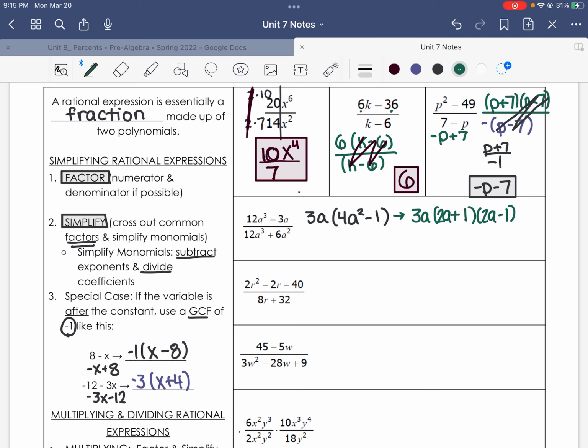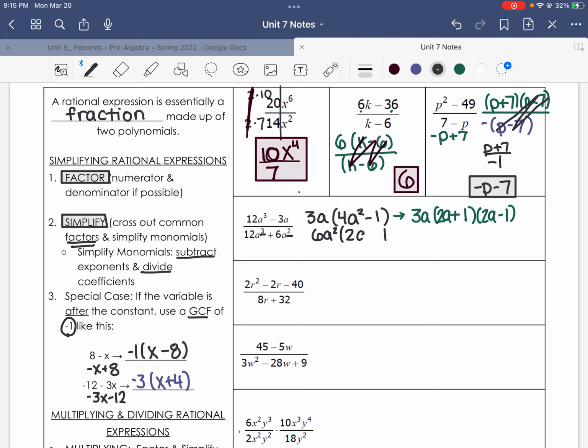Now I can focus on the bottom part because the top part's all the way done. On the bottom part, 12 and 6. 6 goes into both of those. They both have an a, and actually you'll notice that there's enough space for me to take out a squared because they both have an exponent of 2 or more. So divide the numbers by 2 and take away 2 from the exponent.